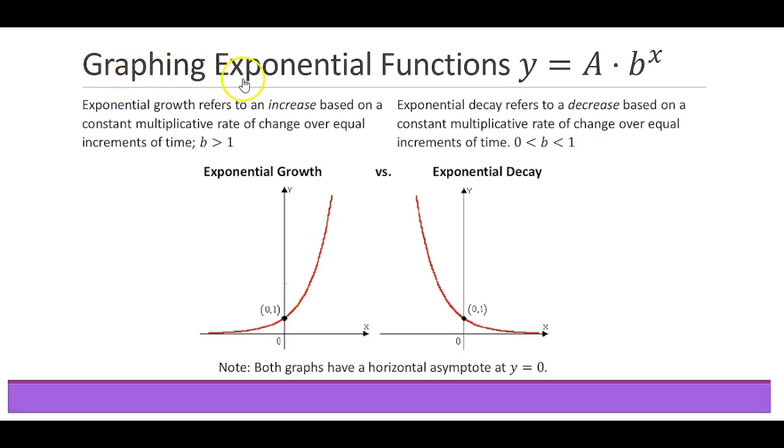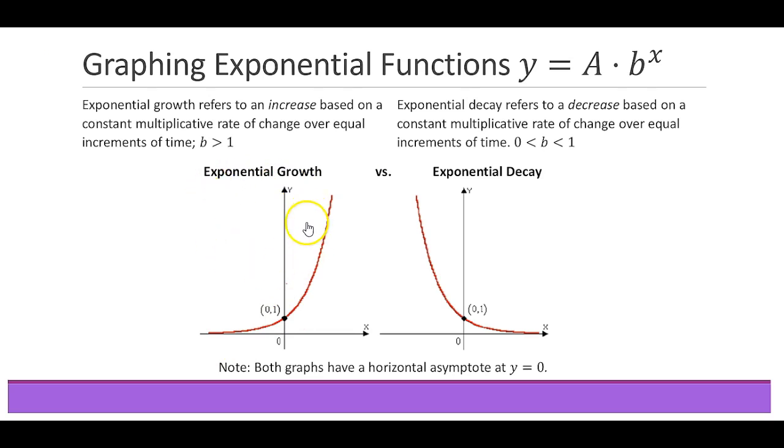Now let's take a look at graphing exponential functions more generally, where we have y equals a times b to the x. Well, there's two situations. I could have exponential growth or exponential decay. Exponential growth refers to an increase based on a constant multiplicative rate of change over equal increments of time. In other words, this is a fancy way of saying that the base b has to be greater than 1. I'm going to be multiplying by a number greater than 1 every time. That's going to cause an increase. And graphically, we can see this would be an increasing function.